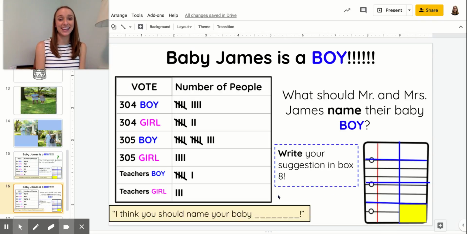Question number 8, the final question. What should Mr. and Mrs. James name their baby boy? I want to hear your suggestion. I think you should name your baby blank. Tell me, what do you think? And maybe Mr. James and Mrs. James, maybe we'll take one of your names and actually name our son that.